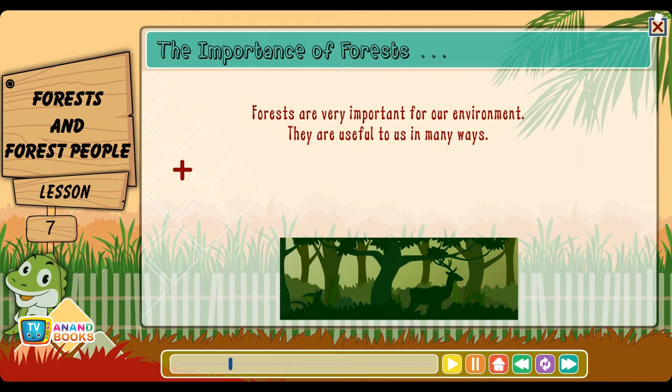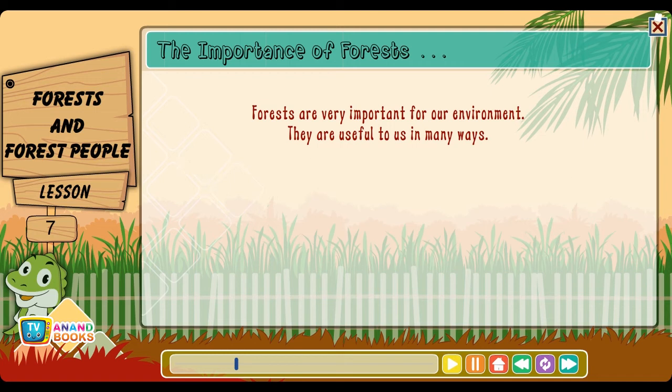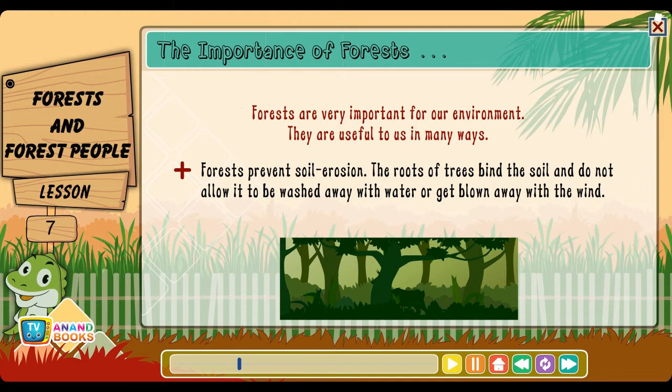Forests provide a number of economically important products, such as cane, bamboos, essential oils, and resins. Forests prevent soil erosion. The roots of trees bind the soil and do not allow it to be washed away with water or get blown away with the wind.